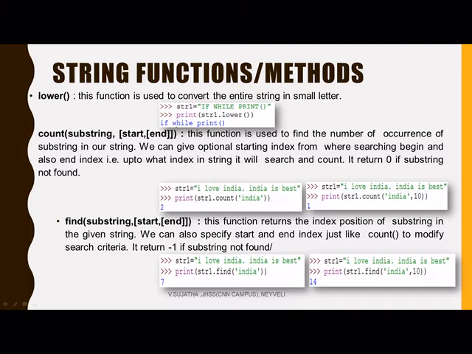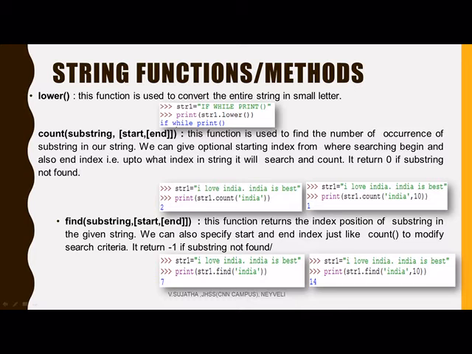In the same manner, we have another function, called the count function. It takes a substring, then a starting position and an ending position. Actually, the starting position and ending position are optional here. This count function is used to find the number of occurrences of the substring in our original string. How many times is that substring available in the original string?